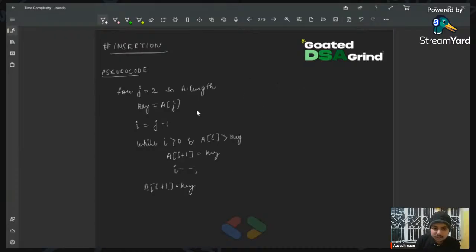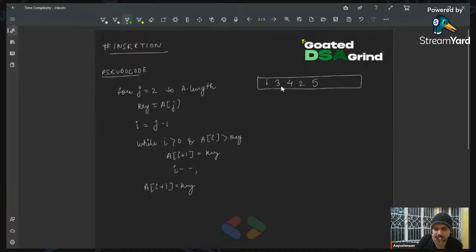Now let's run this algorithm on a given array. Let's keep it simple. We'll start with 1, 3, 4, 2, 5. The sorted array will be 1, 2, 3, 4, 5, right? So how will we run this?